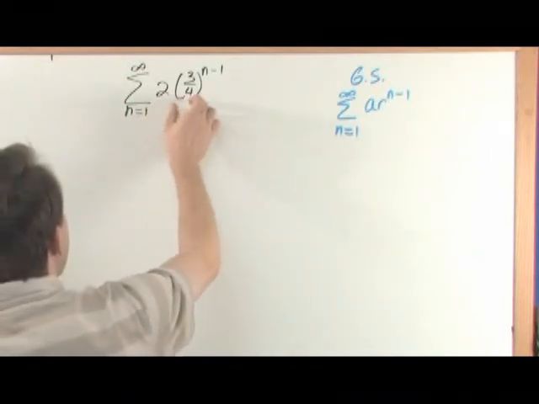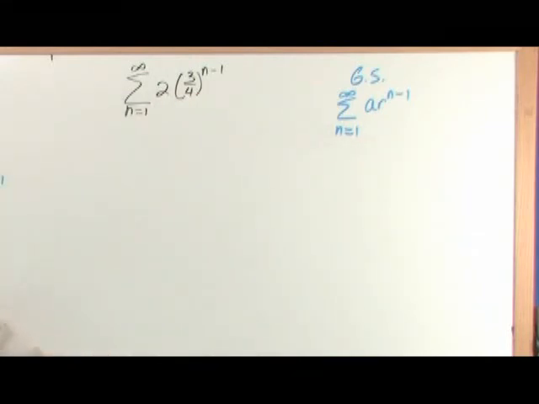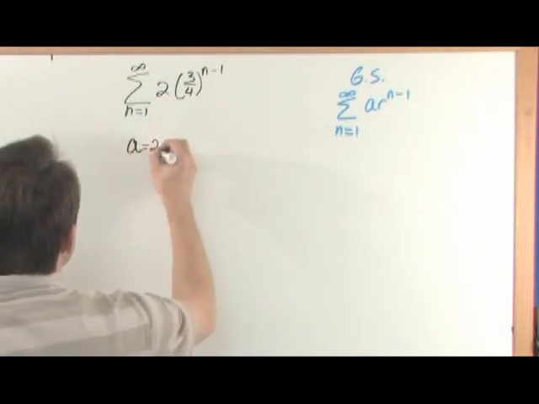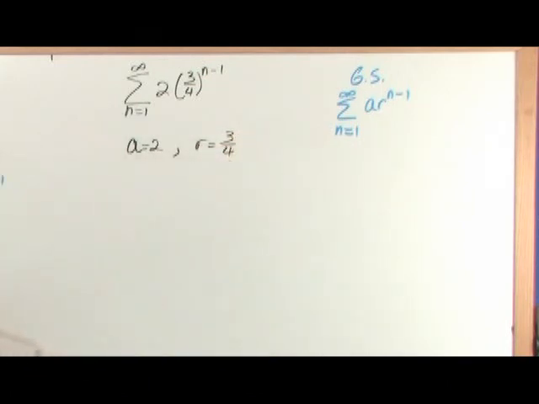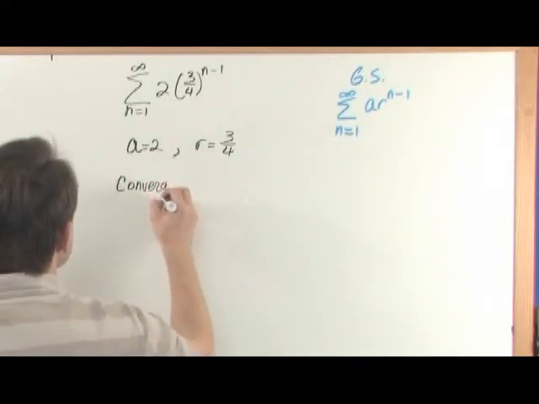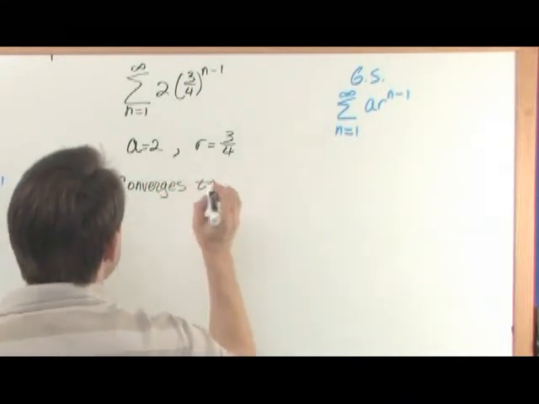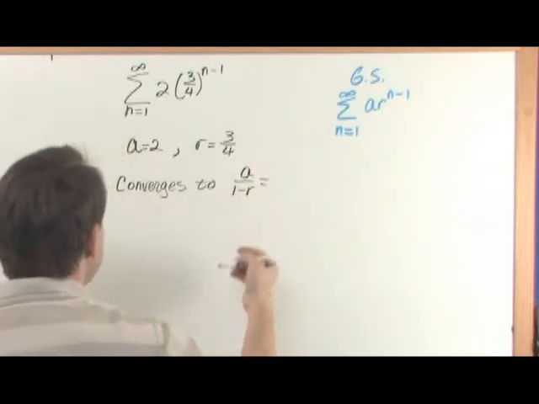A is 2, r is 3/4. Because this r is less than 1, then that series converges. Okay, so we know that a is equal to 2, r is equal to 3/4, and precisely because the absolute value of it is less than 1, we know it converges, and it converges to the sum a over 1 minus r, which is what was given to us in the theorem.